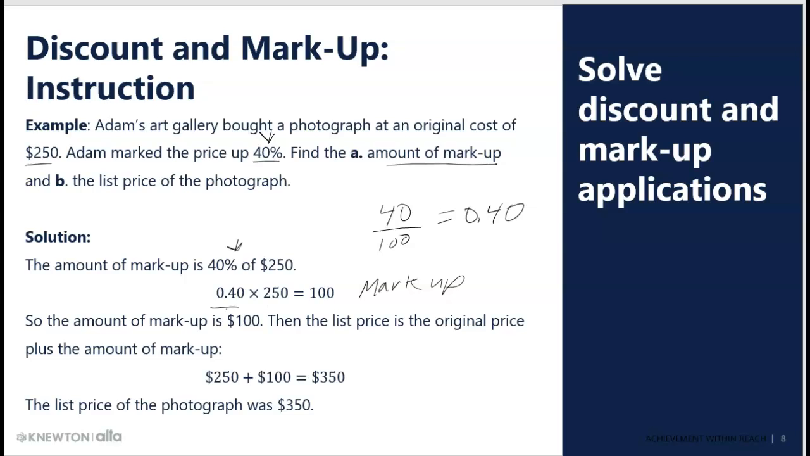So that means he paid $250 for it, and he wants to make $100. He has to charge $350 for it. So if you run a business, this is very important to understand these processes and this concept.